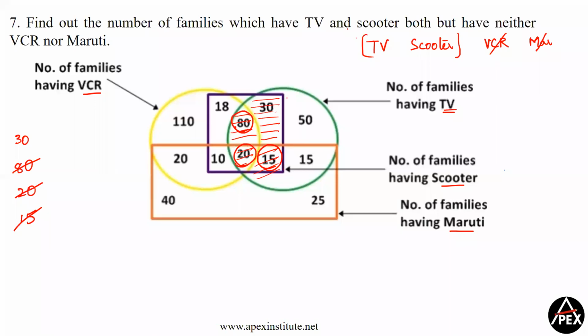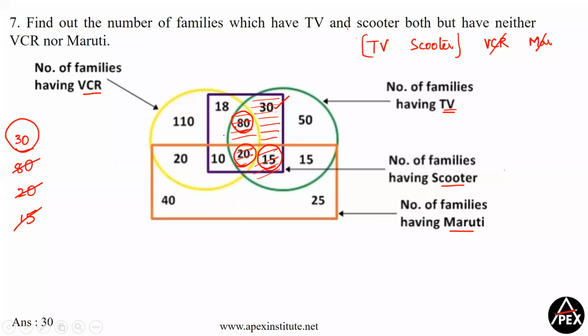So what do these 30 families have? TV and scooter. So they do not have any other electronics or any other car, isn't it? So the answer for this question should be 30. If I have to solve this question, I will be solving in this way.